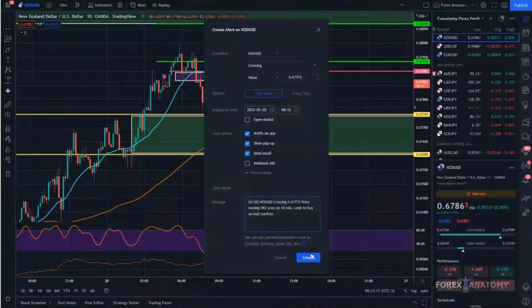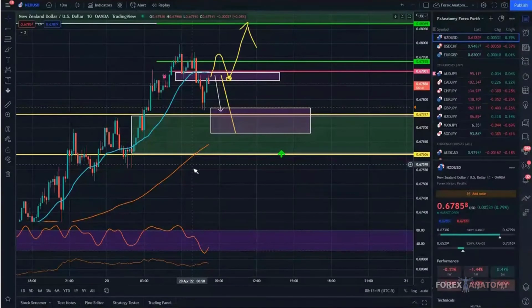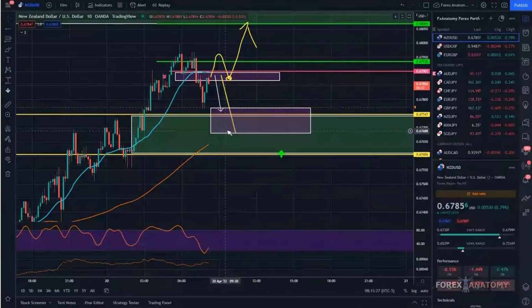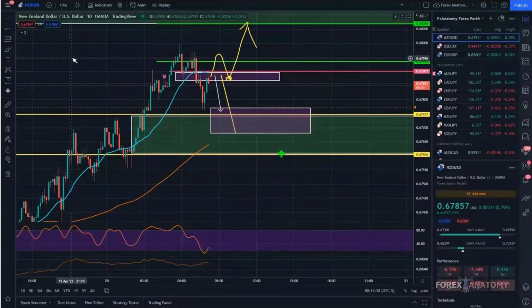All right. But yeah, we'll see what happens. It looks like price is responding to this area structure right here. So then, we'll see somewhere in this area we could look to buy on bull confirmation. All right. So that was Kiwi USD.